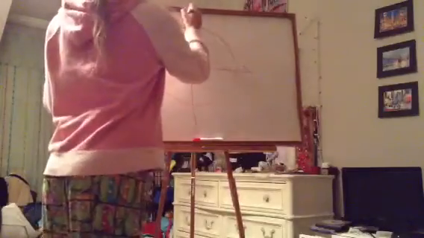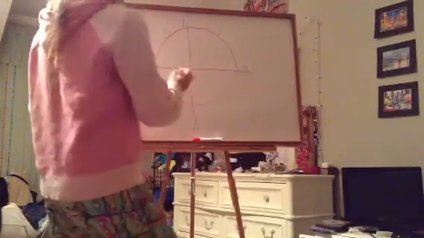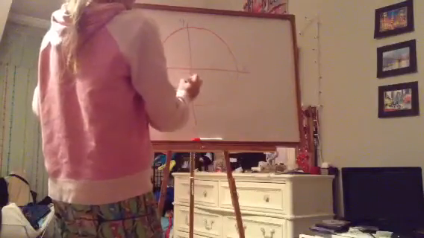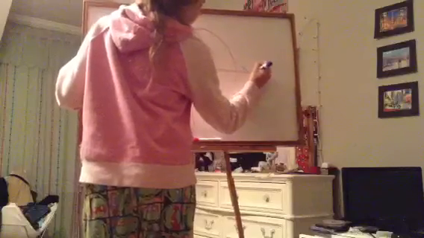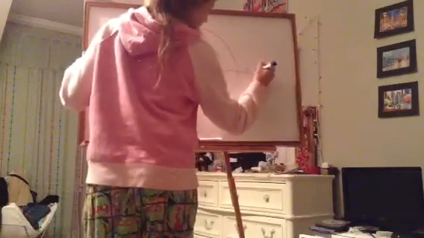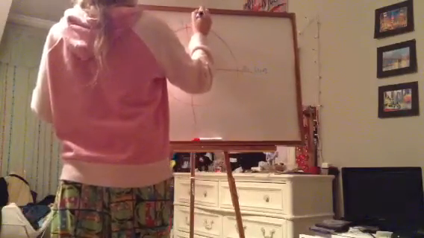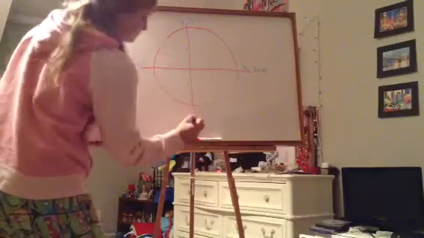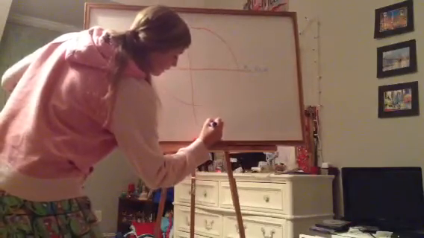Okay, so the unit circle is on a coordinate plane. So you have your x-axis and your y-axis. You know that the radius of the circle is 1. That means that this point is (1, 0). This point is (0, 1), (-1, 0), (0, -1).